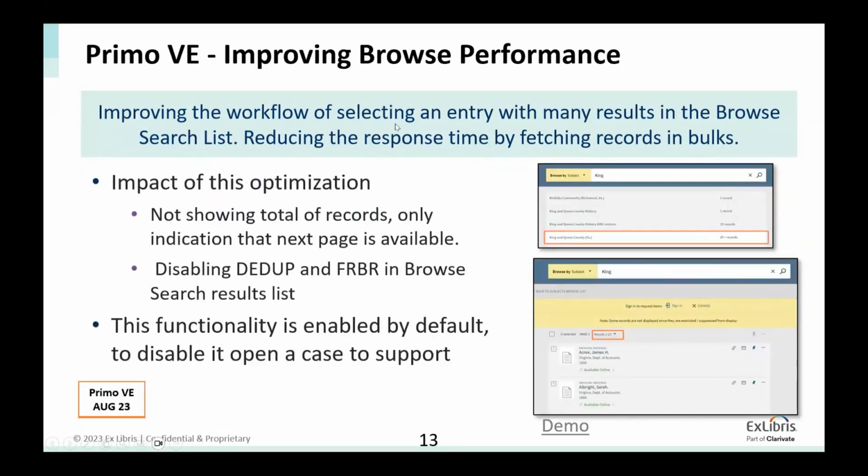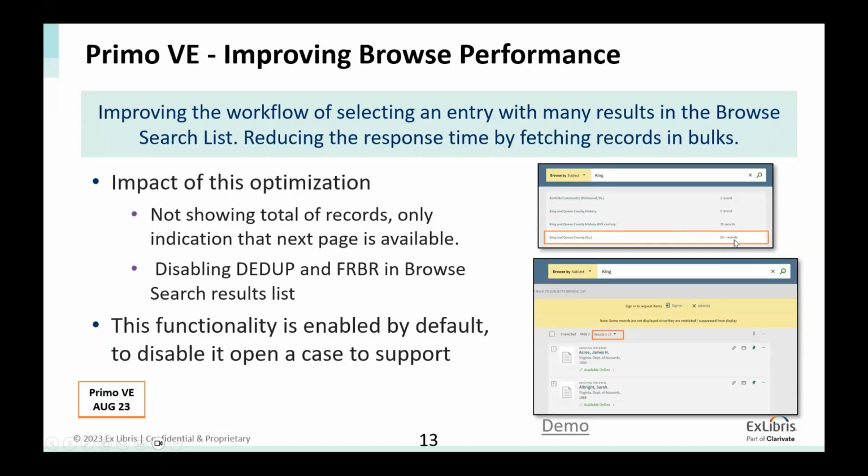Okay. Another thing that I wanted to highlight is improving the browse performance. Here we chose one of the workflows that we found to be a bottleneck, and that we had control over where to improve. For instance, I'm searching for King, and I have this entry which says I have more than 20 records available. For this specific entry, I know that there are 300 records.